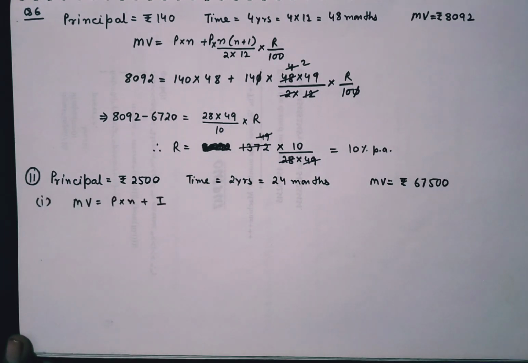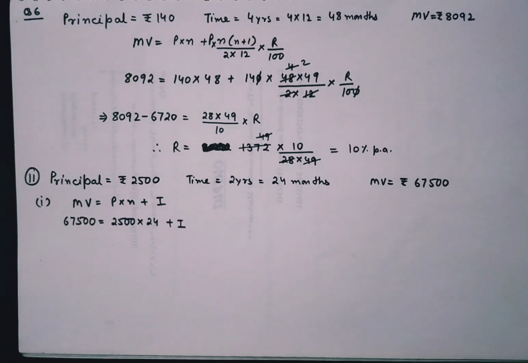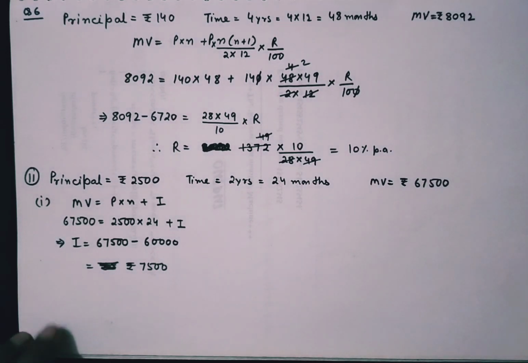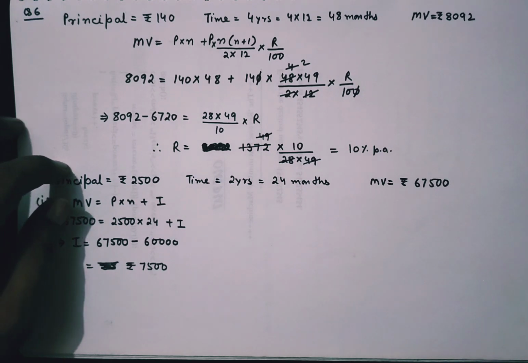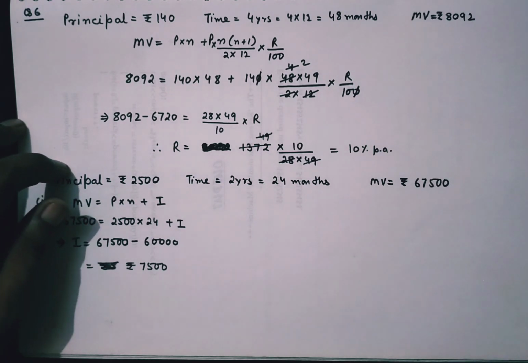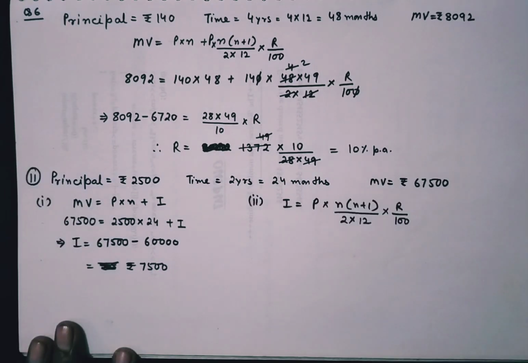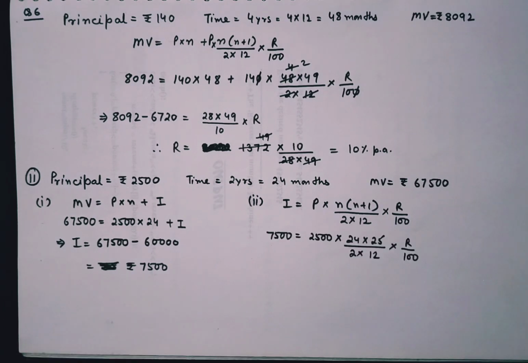Here we get the formula for that. Now we are going to place the values. Now we'll make a transpose to find the value of I. And here we got the interest as 7500 rupees. Now we'll find the rate percent, and we are going to use the formula of interest to get it. Now after getting this formula we are going to place the values. Now here we have placed the values, and now we'll solve for R.